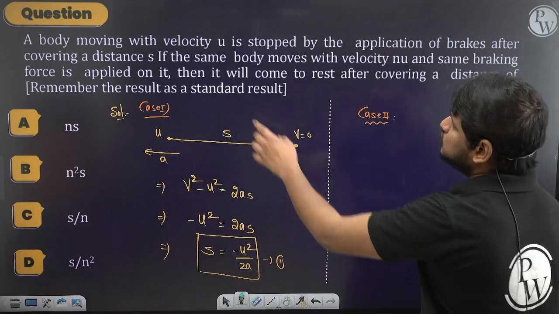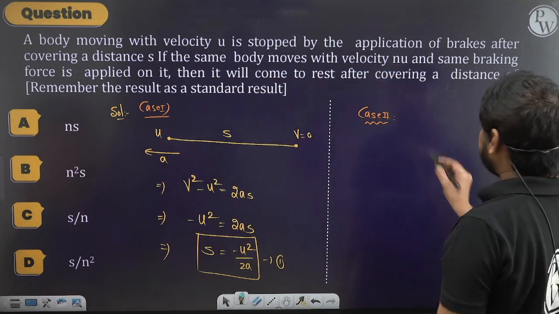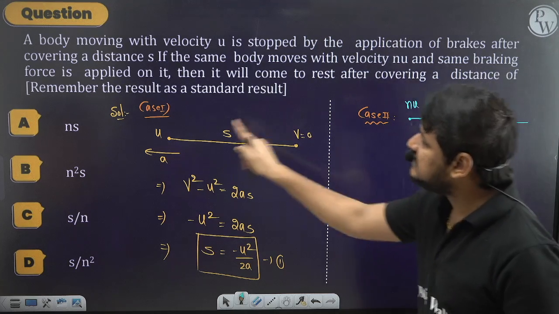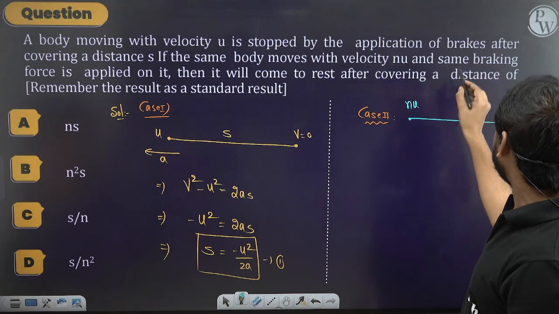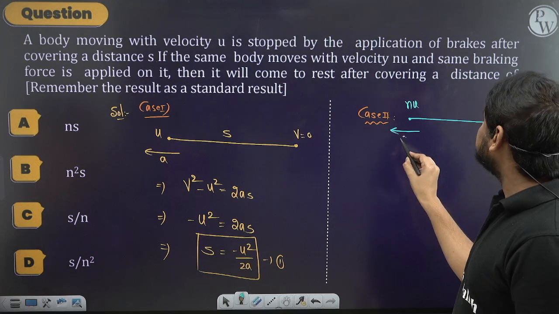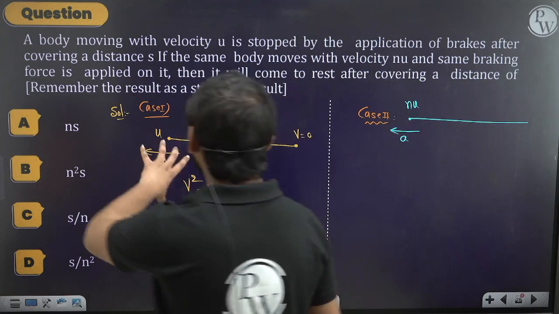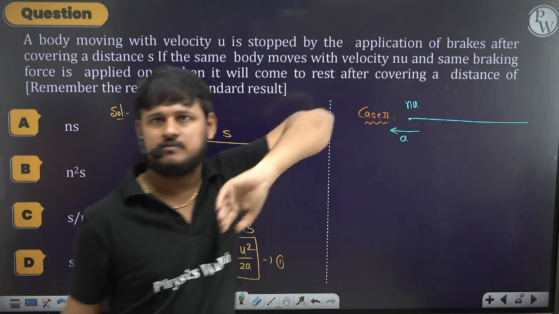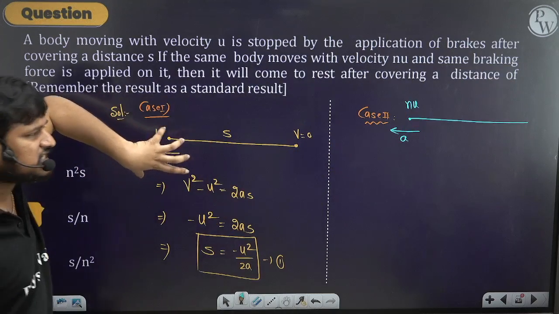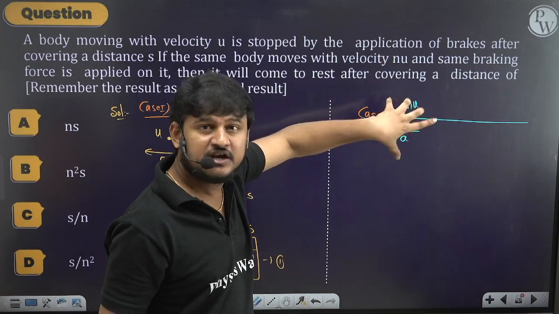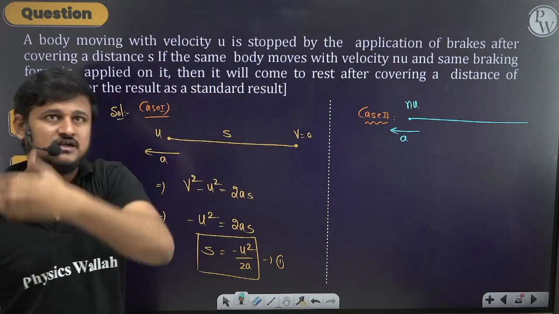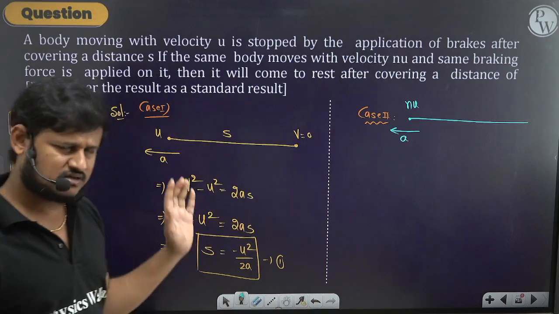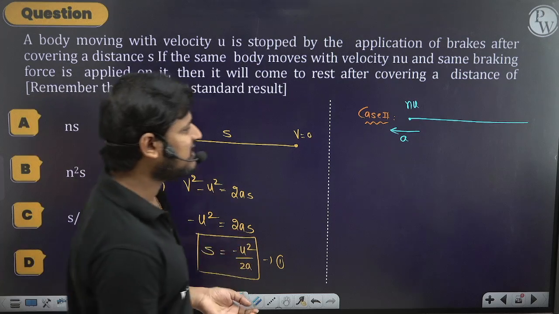See here. If the same body moves with velocity n times the u, its initial velocity now is n times the u. Previously it is u, now it is n times the u. And the same braking force is applied. What does it mean by same braking force? With whatever retardation it slowed down in the first case, with the same retardation it is slowing down in the second case. So the acceleration, or retardation you can call it, is the same in both cases.